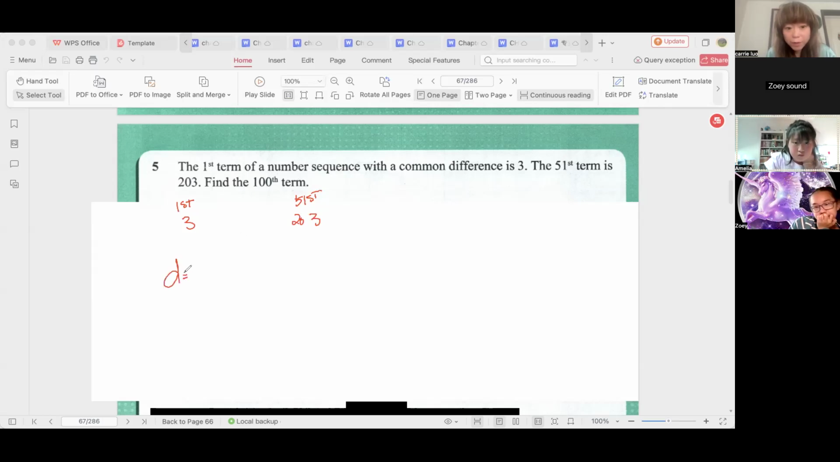We first need to find out the difference, right? So the last one minus first one divided by 51 minus 1, right? Equals 200 divided by 50 equals 4. So the difference is 4.